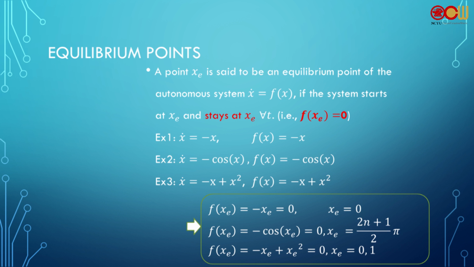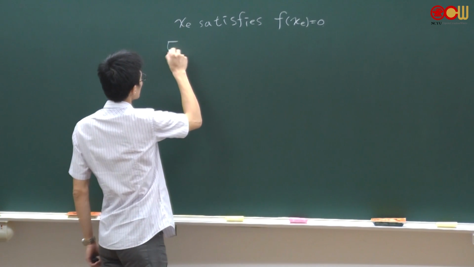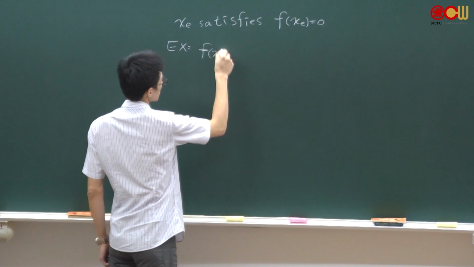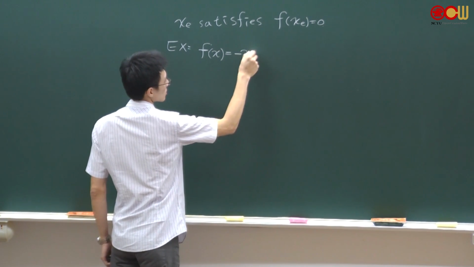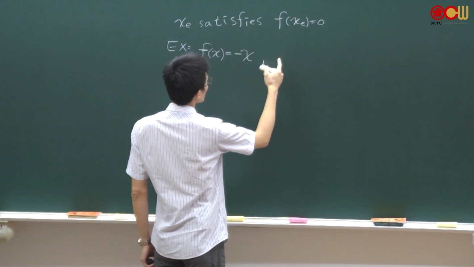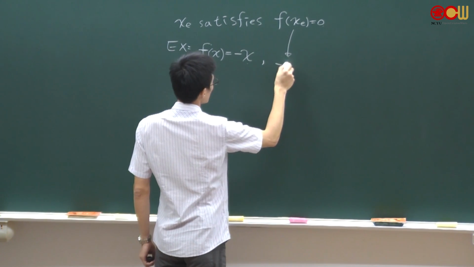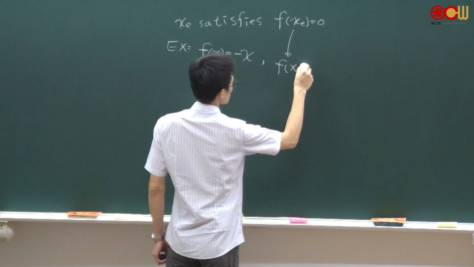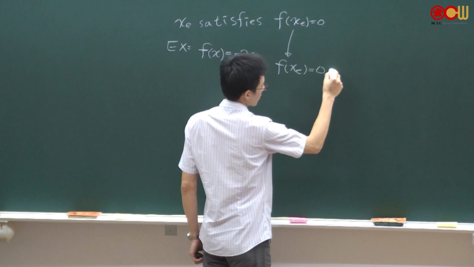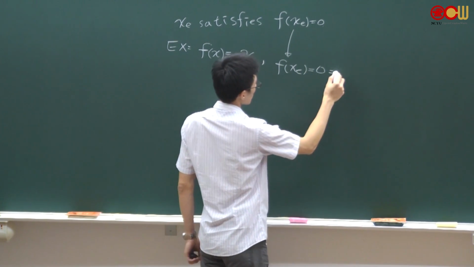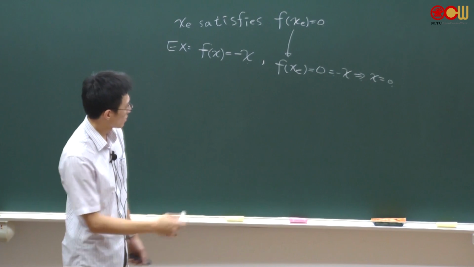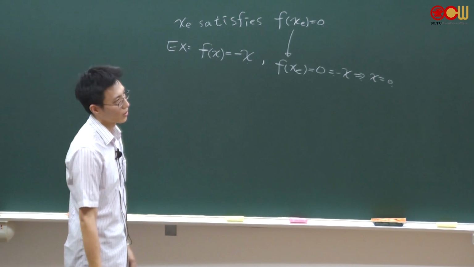So what is the equilibrium point? According to the definition, in the first example, f(x) is minus x, right? So f(xe) will be 0, and since f(x) is minus x, this implies x will be 0. So x equal to 0 is an equilibrium point.